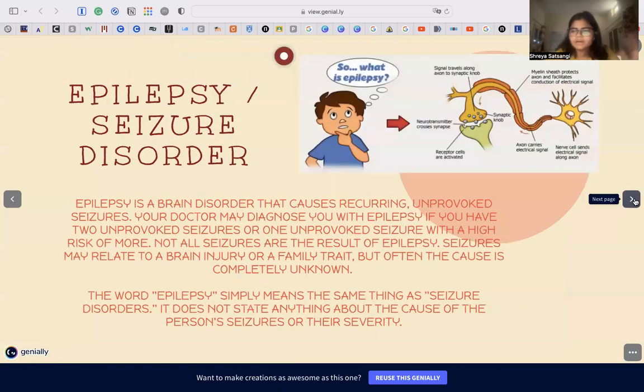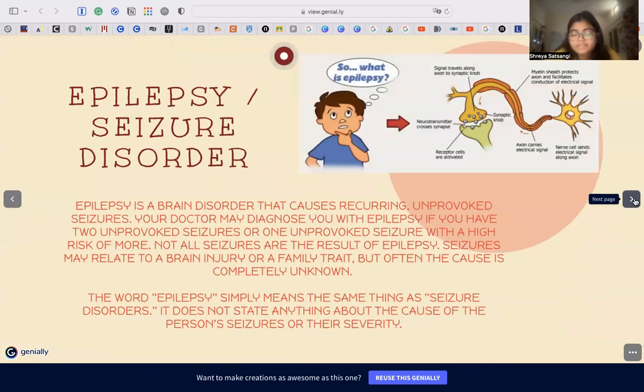After studying the different brain disorders, now I will be talking about epilepsy or seizure disorder. Epilepsy is a brain disorder that causes recurring and unprovoked seizures. So basically, we don't know when it will happen, but it will happen. Seizures will come, but we don't know when. Your doctor may diagnose you with epilepsy if you have two unprovoked seizures, or one unprovoked seizure with a high risk of more. Not all seizures are the result of epilepsy.